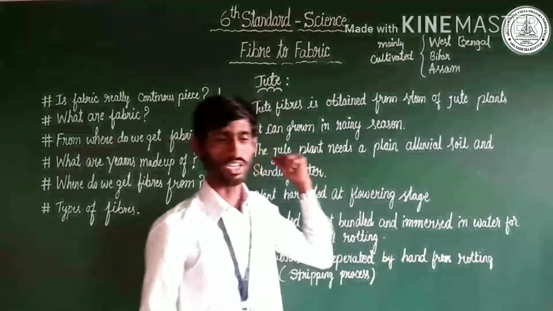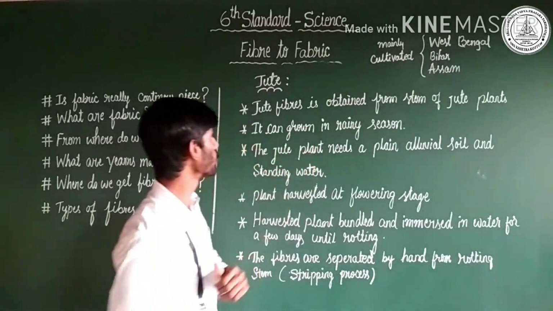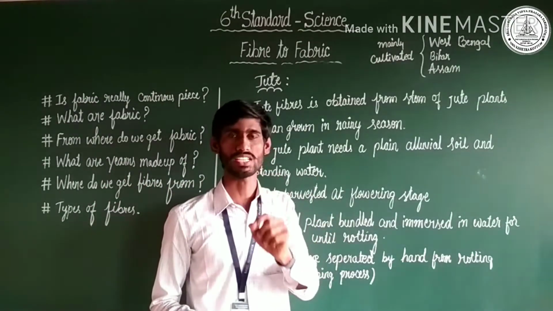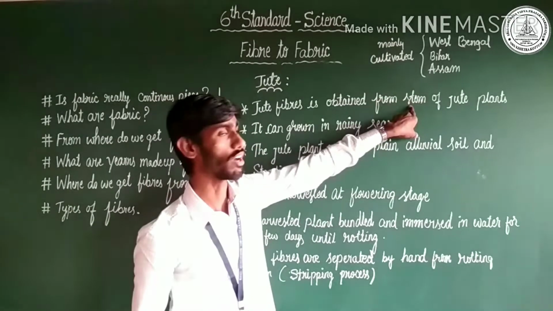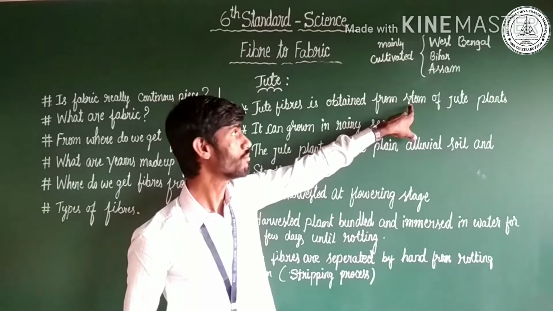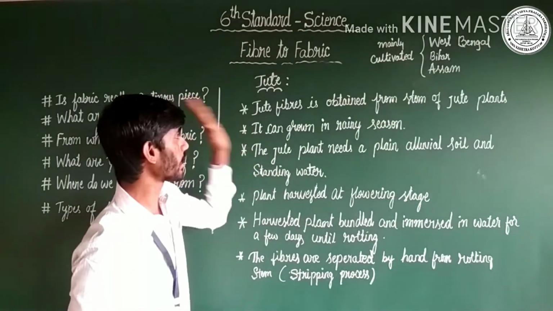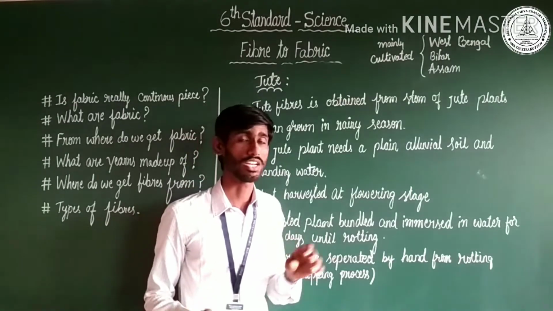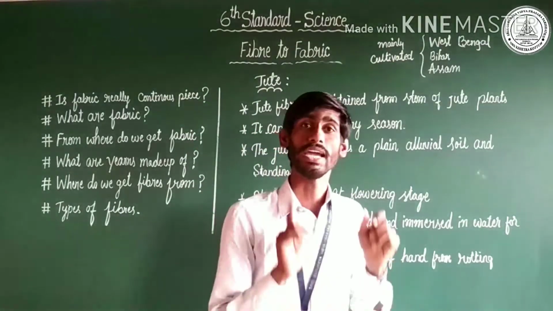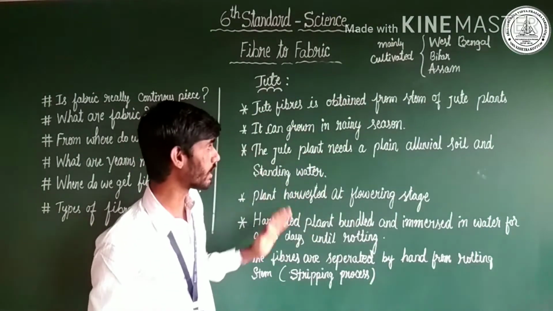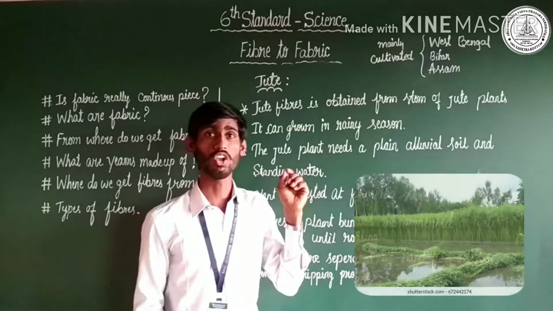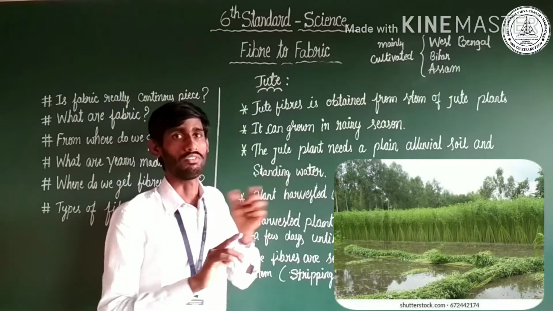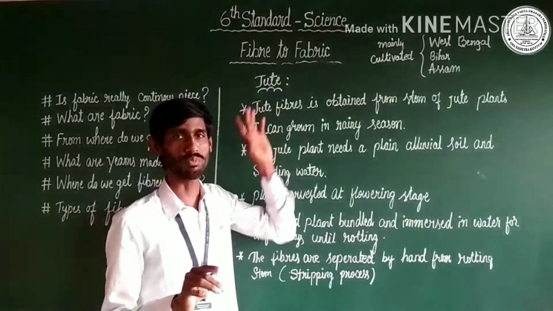Jute plant is also an example of plant fiber. So to observe here, very interesting. Jute fiber is obtained from the stem of jute plants. Very important: we will get the fiber from the stem. It can grow in the rainy season, not in other seasons. Especially in the rainy season. In other seasons, it won't grow properly. Also, it needs standing water and plain alluvial soil. If standing water is not available in a particular area, we won't get proper fiber from the jute plant.